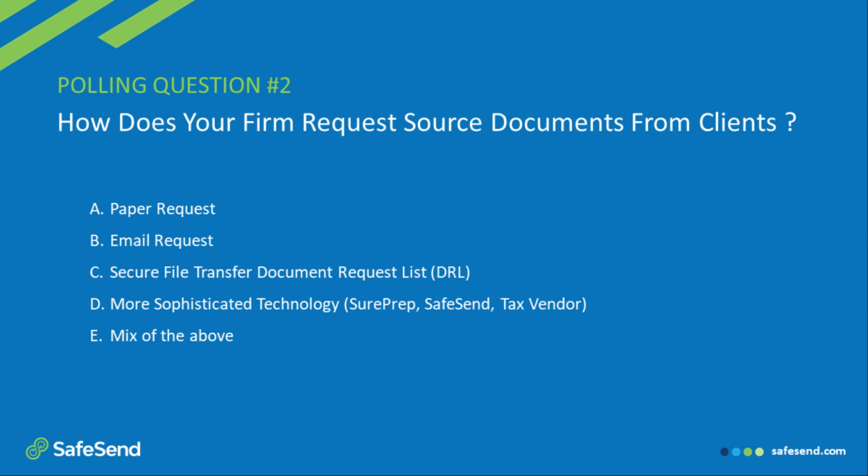Got it. So the options were paper request, email request, secure file transfer, document request list, more sophisticated technology, or a mix of the above. And right now, the initial results show a large majority of them are getting their source documents through a mix. Then its singular largest one is email requests. 20% of these respondents are requesting source docs via email. Tell us why that's a big no-no.